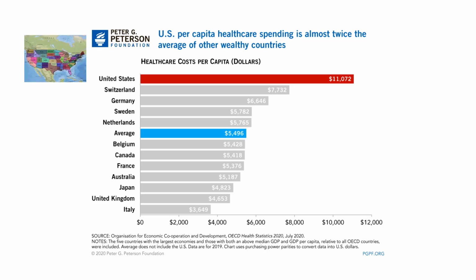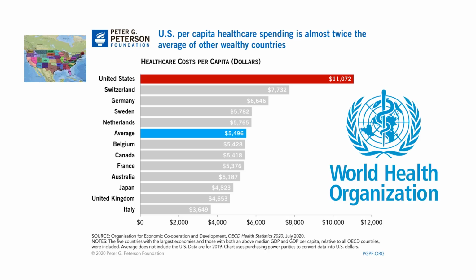If we look at the United States per capita healthcare spending, it's almost twice the average of other wealthy countries. We're spending a lot more money, but are we getting better quality results? The answer is no. The World Health Organization says that we're a marvel as far as our technology and capabilities go, but when we rank ourselves in quality of health care compared to other countries, we rank number 38 in the world, right below Costa Rica.